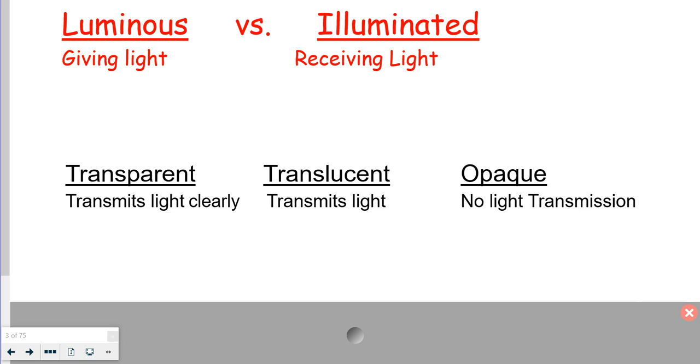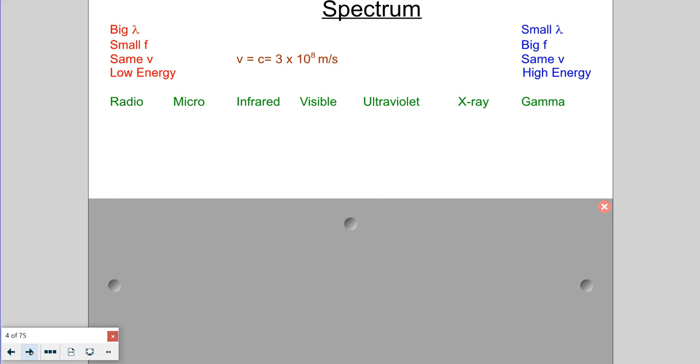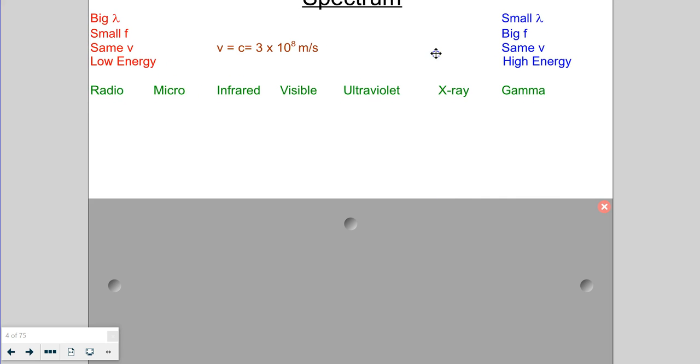Likewise, you might think of the walls of your house as being opaque. Light can't get through them. Well, radio waves can get through them, and therefore they would be at least translucent, if not transparent, when it comes to radio waves. So these are good terms to know, but how you classify something is really dependent upon what part of the spectrum you're in.